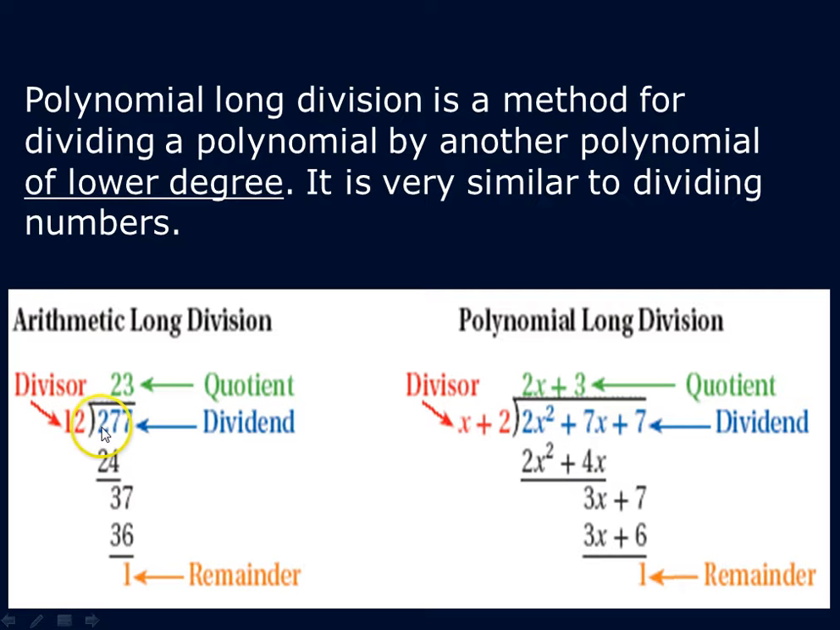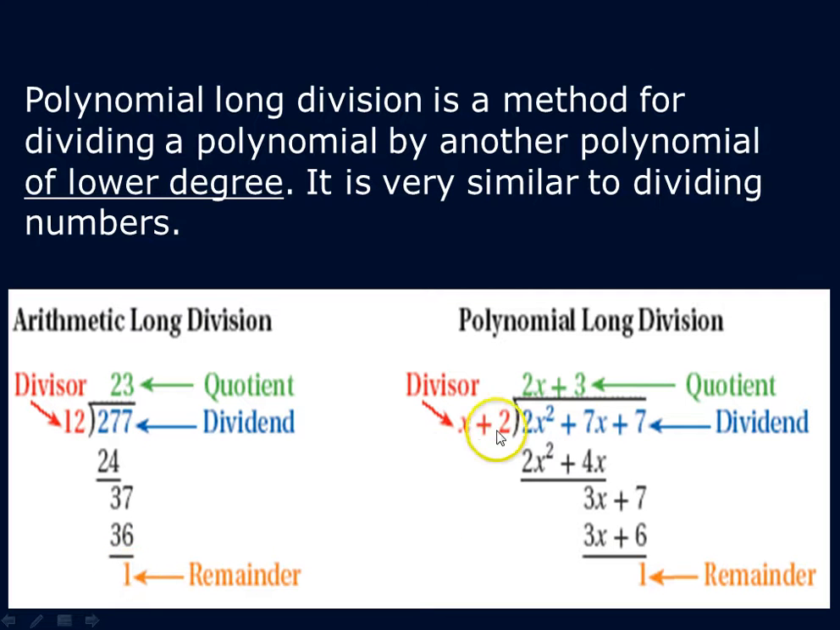Well, how many times does 12 go into 2? It doesn't, so they left it blank. How many times does 12 go into 27? Twice. So 2 times 12 gives me 24, and then we subtract 24 from 27. That gets me a 3. Then I bring down the next term, which is a 7. And now I try to divide 12 into 37. It goes 3 times. 3 times 12 is 36. Subtract 36 from 37. I've got 1. There's nothing left to bring down, so that's my remainder.